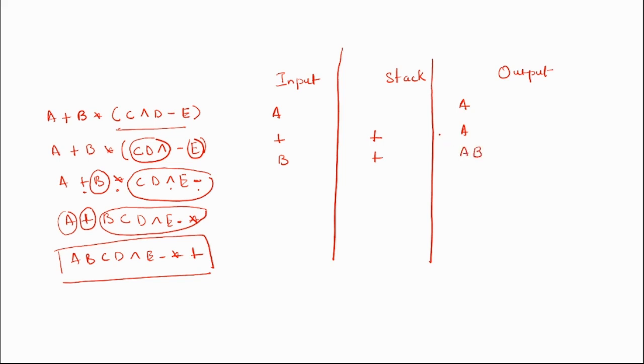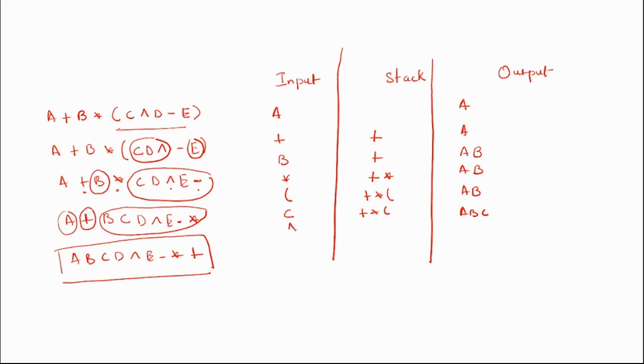Now comes multiplication, right? Now when multiplication comes, multiplication has higher precedence than that of plus, which means that the incoming operator has higher precedence than that of the operator in the stack. Therefore push multiplication into the stack. I'll say a b, correct? Now comes parenthesis. Whenever parenthesis comes, just push parenthesis into the stack and write the output as it is, right? Then comes c. C is not an operator, therefore I'll say a b c, right?